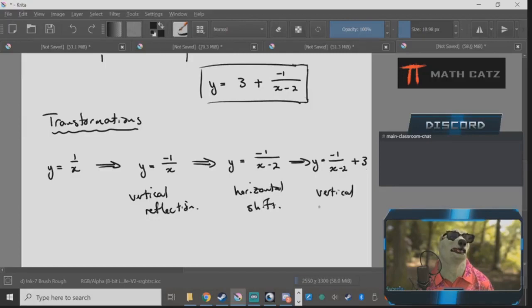Waiting for my S to show up. There it is. Woo, buddy. Lag. A lot of lag. I just want to undo my H. There we go. You're almost there, laptop. You can do it. Vertical shift. And then you can graph it if you want to. Okay.